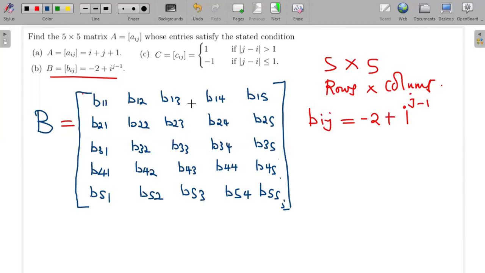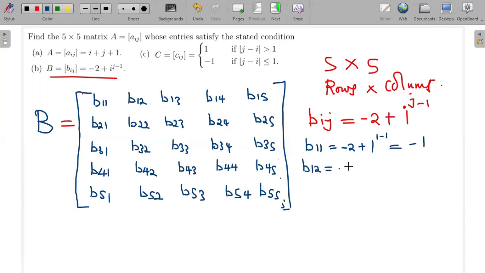Okay, so let's start with the first row. So the first row, I'll start with B11 is equals to, so where there's i, where there's j, I just put 1. So this will be minus 2 plus i is 1, j is 1, and then minus 1. So you see that in the power there, it's 1 minus 1, which will just be 0, right? So any number raised to the power 0 is what? 1. So this will just be minus 2 plus 1, which will give me what? Minus 1.